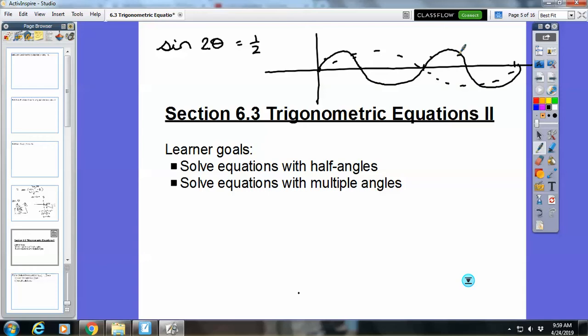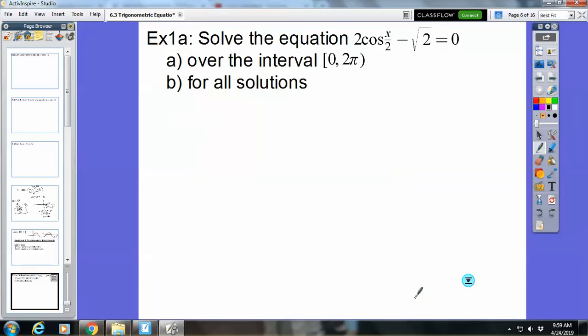A good way to think about it is if it's a 2, we're going to get double the solutions. If it's a 3, we get 3 times the solutions. If it's a 4, we will get 4 times the solutions, because it changes how many times it repeats. Okay, let's take a look at this example. We are going to solve this 2 different ways. First one just between 0 and 2 pi, second one for all possible answers.